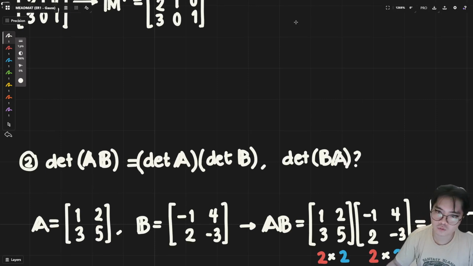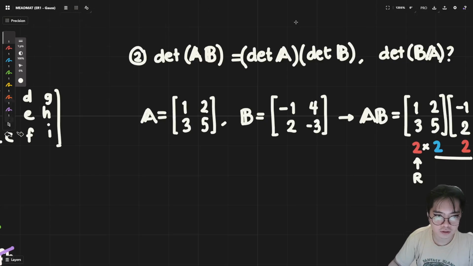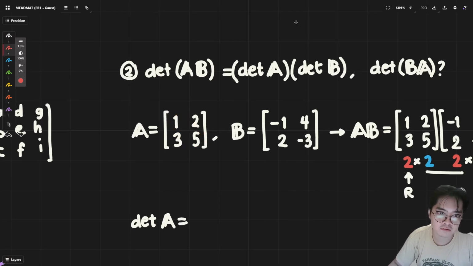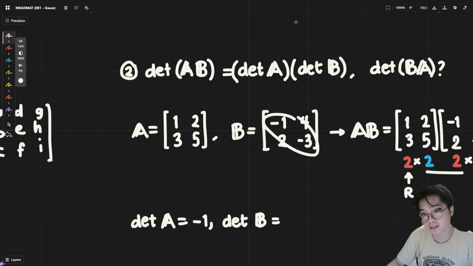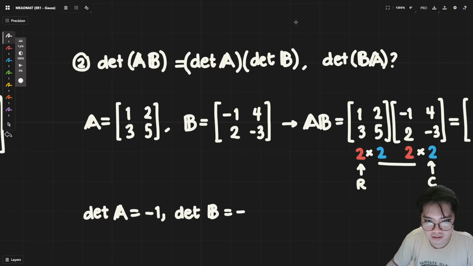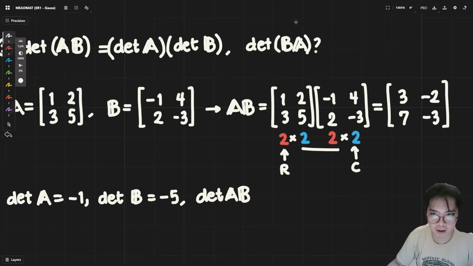What will that be equal to? And so now, your determinant for A, very easy to get, right? It's just AD minus BC. 5 minus 6. Your determinant of A is negative 1. B, the determinant of B is negative 1 times negative 3. That is going to be positive 3 minus 8. So 3 minus 8, that is negative 5. And that means your determinant of AB, hopefully, that should be positive 5.